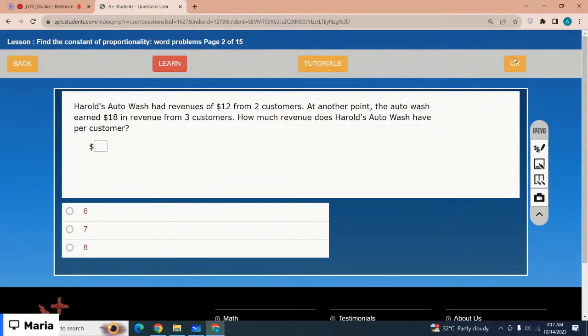Very good. The correct option is $6, right? How much revenue does Harold's auto car wash have per customer? It would be $6, right? You can see here you have $12 for two customers, right?